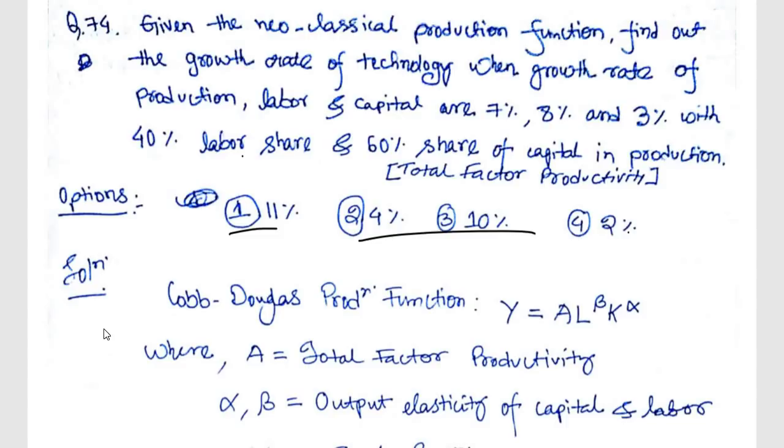Okay, the first question I'll be taking: a neoclassical production function is given, and we have to find out the growth rate of technology when the growth rates of production, labor and capital are 7%, 8% and 3%, with a labor share of 40% and a capital share of 60% in the production. So basically we have to find the total factor productivity, right? Four options are given here: 11%, 4%, 10% and 2%, right?